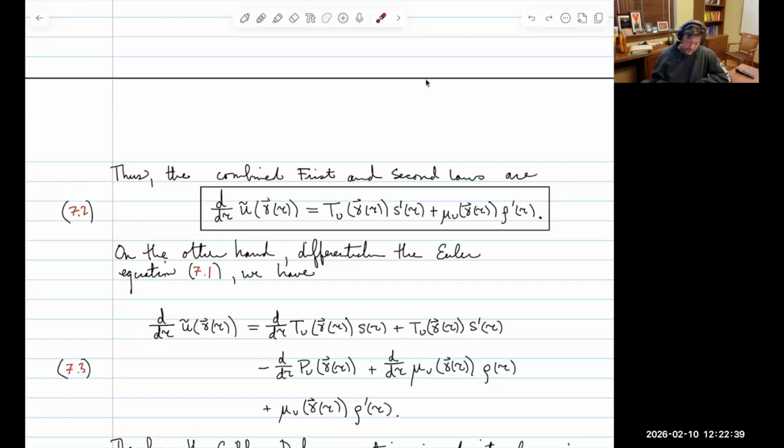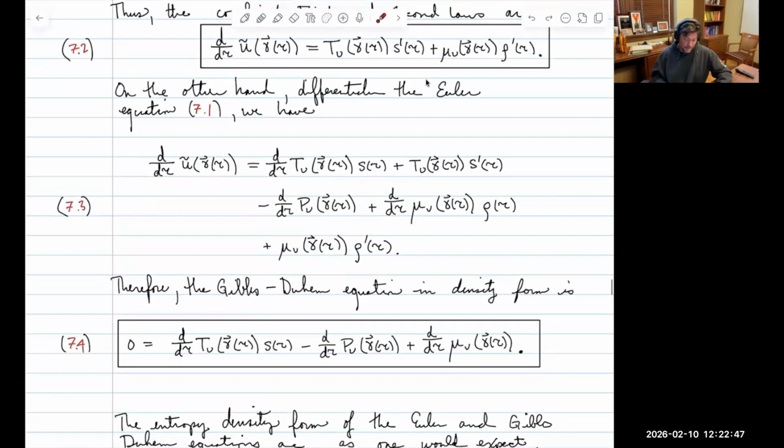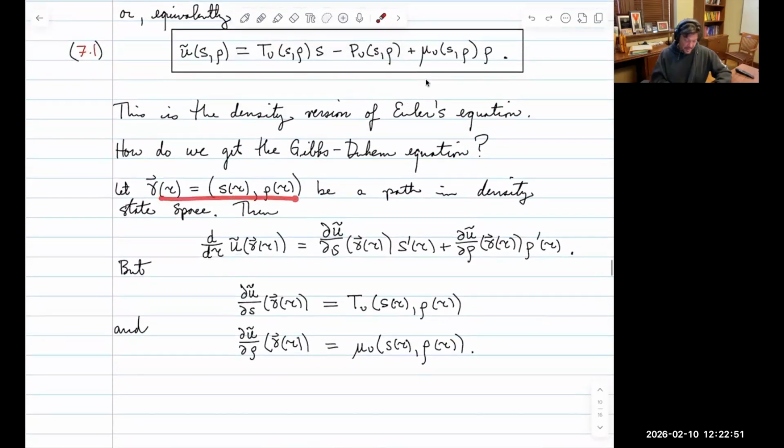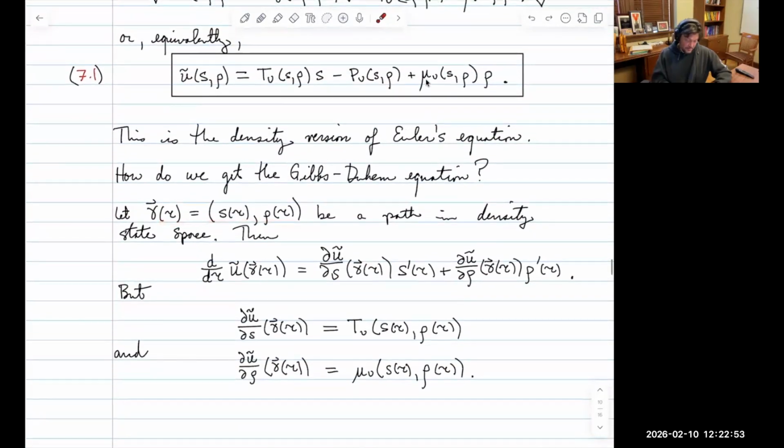Now the next thing you do is you differentiate the Euler equation using a path and differentiating with respect to the path variable. So plug all those values into the Euler equation. Plug this path into here and all of these locations as well. Now, in this case, s and rho, that's just going to be this path gamma.